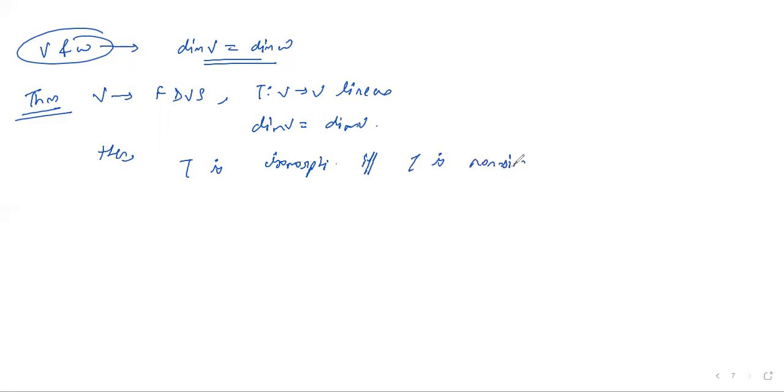Okay, the mapping will be isomorphic if T is non-singular, and if T is isomorphic it will be non-singular. So its converse is also true. Let's just check it here. For checking this, let's consider one case.